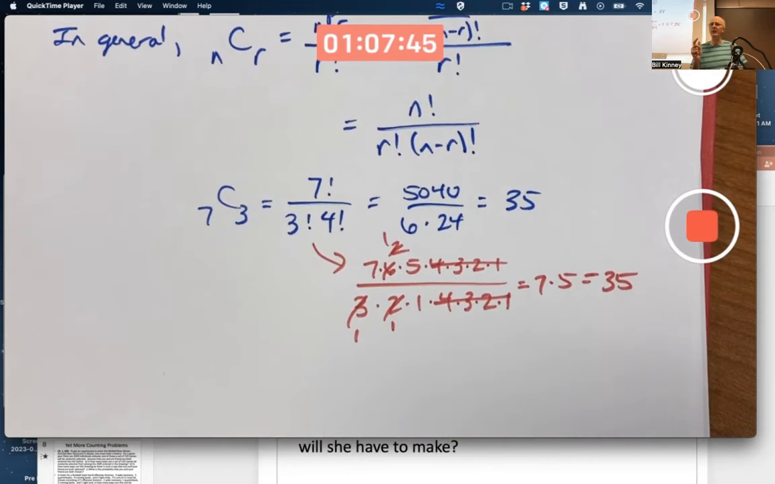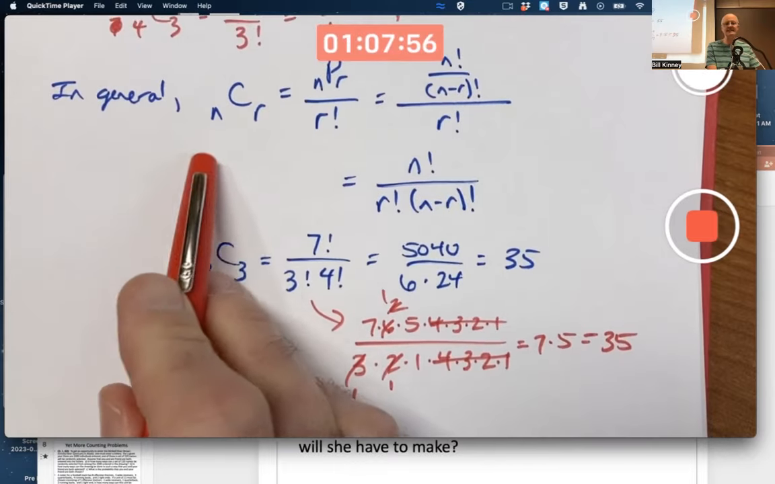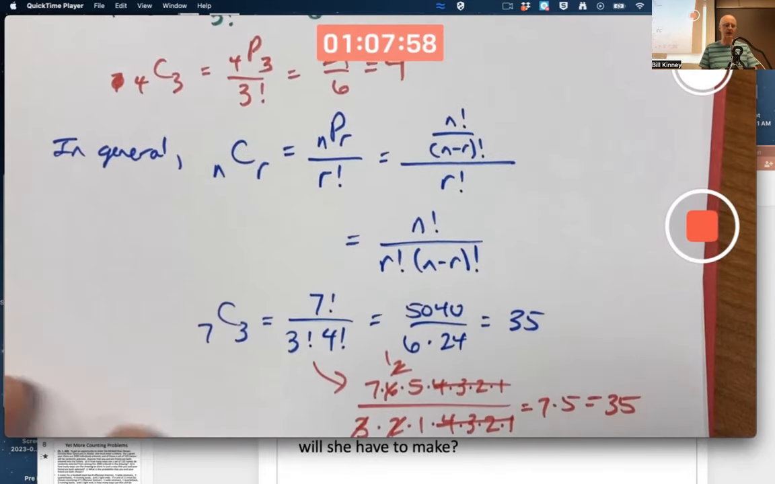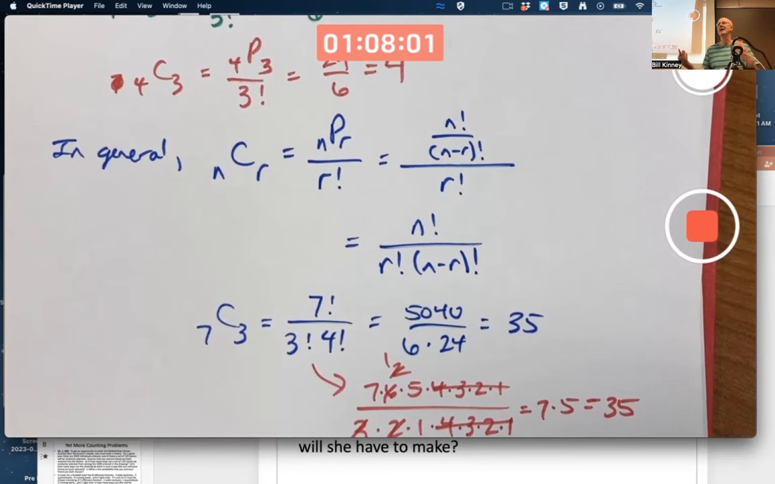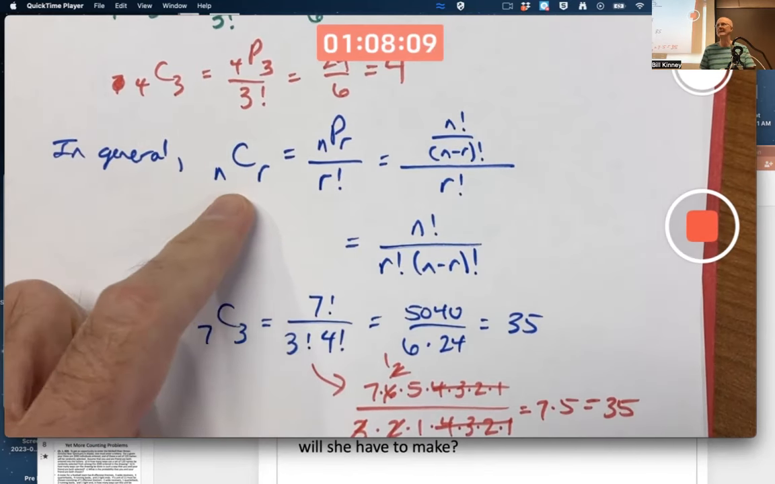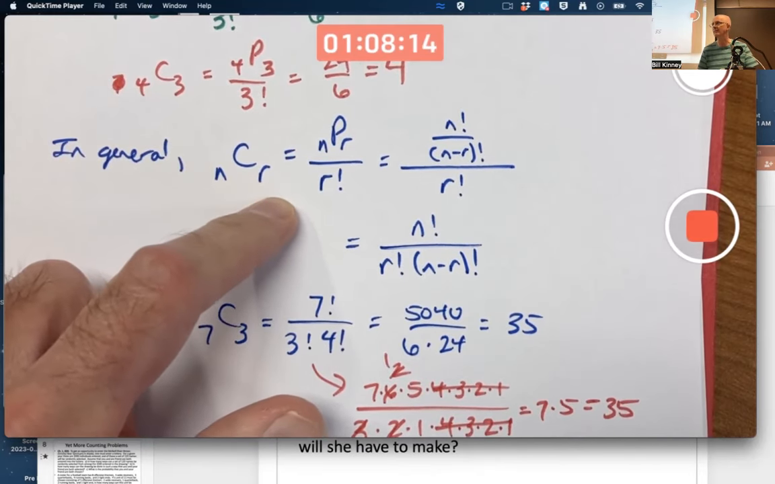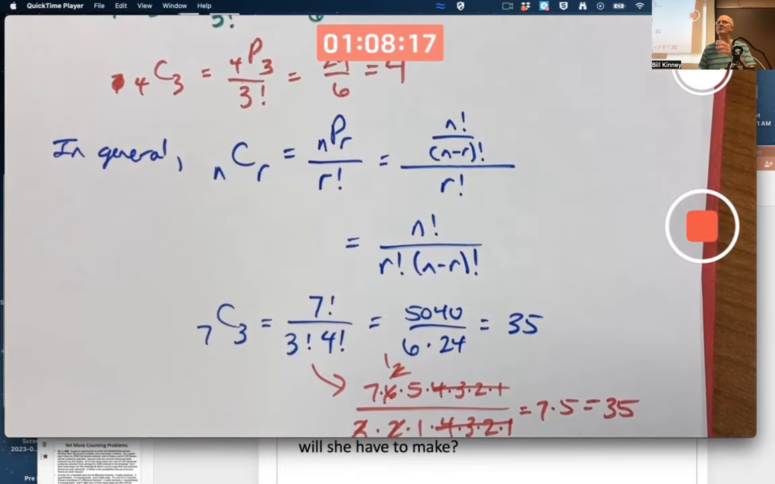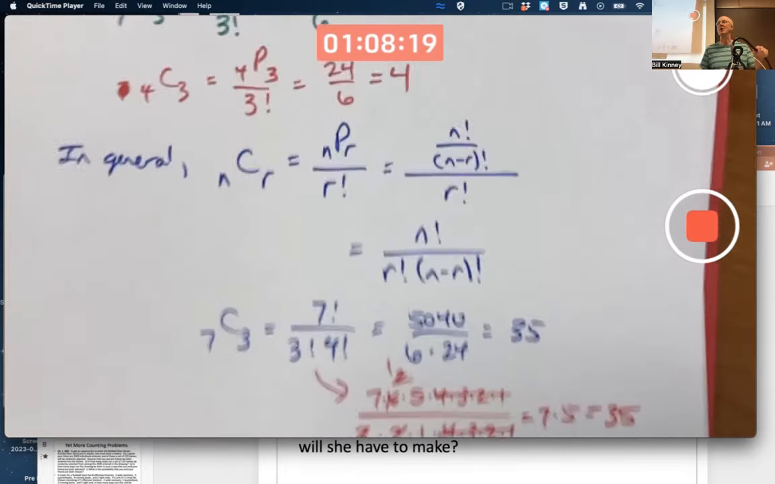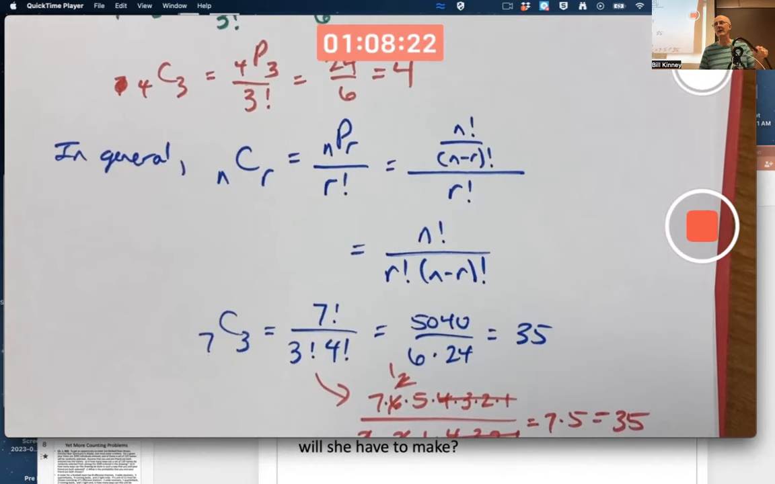It's fortunate that both words, combination and choose, start with C. 7C3, or NCR, again, is the number of combinations, C, of R objects taken from a group of N objects. We also, for short, instead of saying NCR, we'll often say N choose R. We've got N objects, we're choosing R of them. So it's fortunate that both words, combinations and choose, start with C. What a great coincidence.